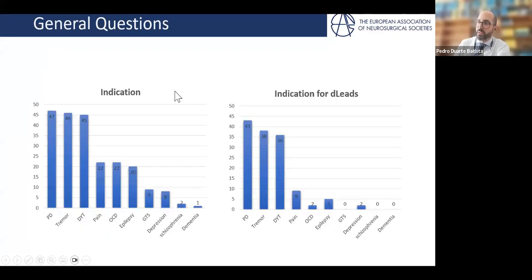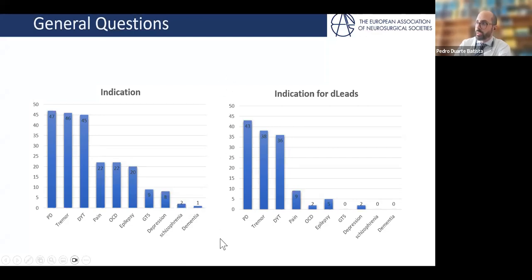Then we asked what indications they were treating in their institutions in general. This followed the trends for DBS. Most of the indications were movement disorders: Parkinson's, tremor, dystonias, followed by pain, OCD, and epilepsy. Then the less common indications: Gilles de la Tourette syndrome, depression, and very few schizophrenia and dementia.